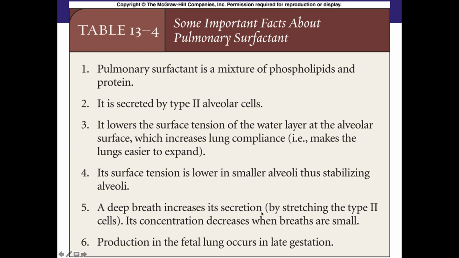A deep breath increases its secretion, okay? And concentration actually decreases when the breaths are small. A lot of times after someone has surgery, there's such significant amount of alveolar collapse, they give them something called an incentive spirometer, right? It gets them to breathe in deeply so that they can secrete surfactant and open up those airways. All right, so I'm going to make a connection for you here too. This is interesting. You probably know that a lot of times preemies, babies that are born too early, before 24 weeks, they have lung issues. Why do they have lung issues? Because babies don't produce surfactant until late gestation.